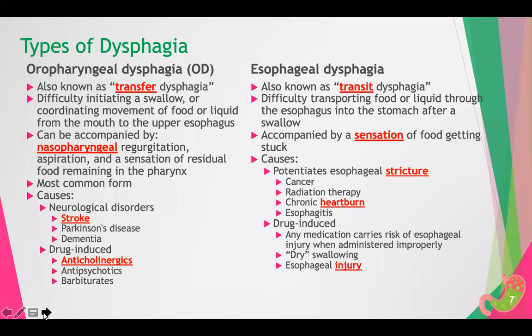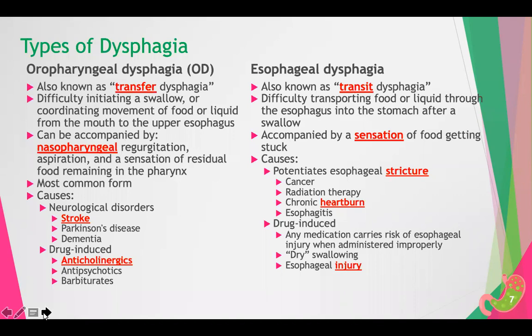Some causes include certain neurological disorders like stroke, although swallowing issues that occur with stroke can be reversible. Other neurological disorders include Parkinson's disease and dementia. Unfortunately, with dysphagia in Parkinson's disease and dementia, the prognosis is typically less favorable, and it might not be reversible.